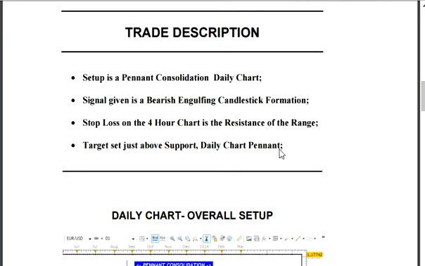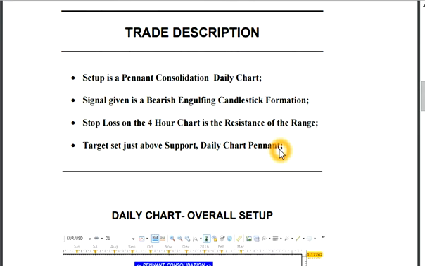Generally, as I said, we're trading within the boundaries of a pennant consolidation on the Euro US dollar daily chart, and the signal given to start the movement back to support is a U-turn evening star formation on the daily chart. However, the trade that we're actually going to be trading is based on the bearish engulfing candlestick formation that has appeared midway through the consolidation setup.